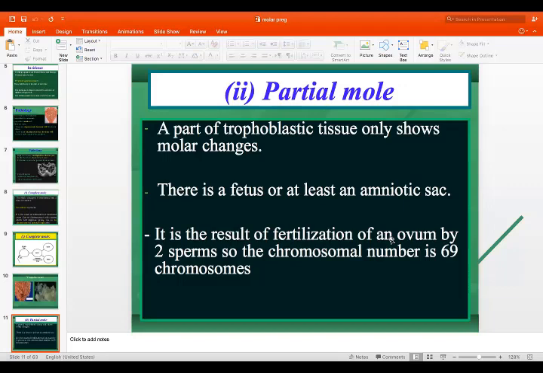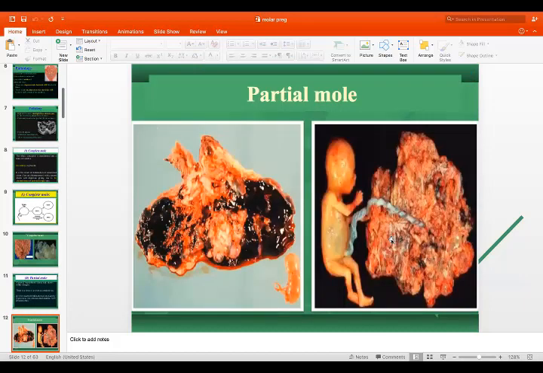Now the partial mole has a part of trophoblastic tissue which shows minor changes. There is a fetus or at least an amniotic sac. It is the result of fertilization of an ovum by two sperms. So the chromosomal number is 69 chromosomes. This is a partial mole. You can see the baby, the fetus, along with the placenta and vesicular changes, hydropic swelling.